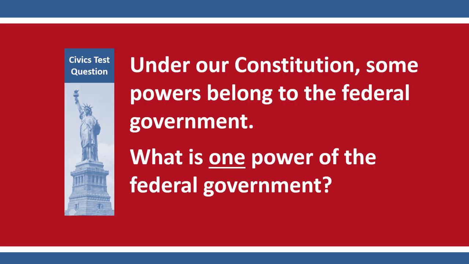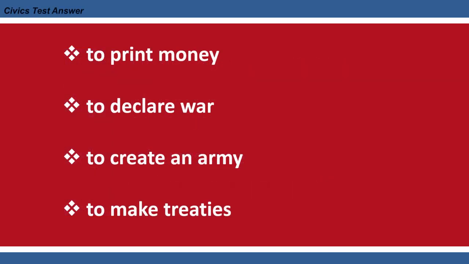Civics test question. Under our Constitution, some powers belong to the federal government. What is one power of the federal government? To print money. According to the Constitution, only the federal government has the power to print money. Other powers of the federal government described in the Constitution are the power to declare war, the power to create an army, and the power to make treaties.